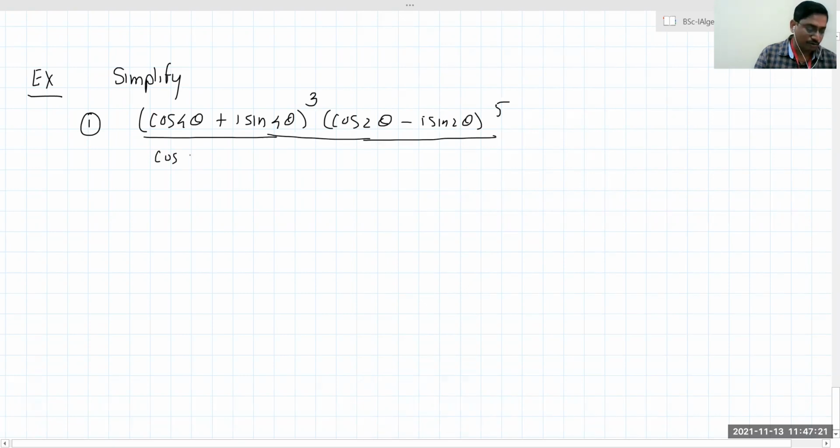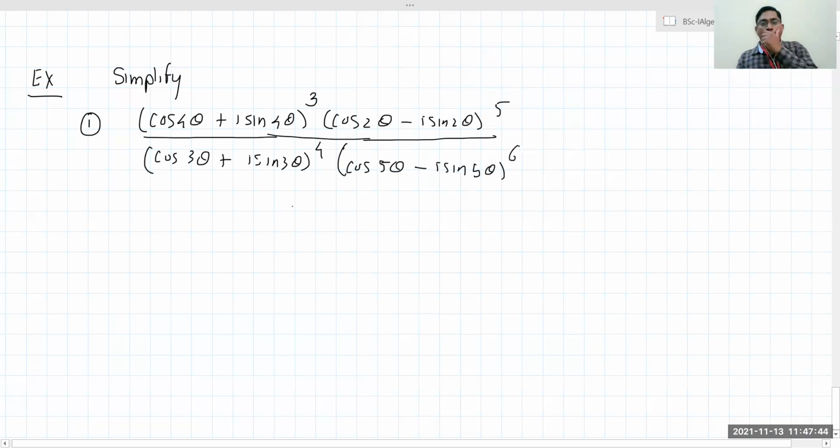In one step we can get cos of 3 theta plus i sin 3 theta raised to what? 4. Next, cos of 5 theta minus i sin 5 theta, raised to 6. We have to simplify this.